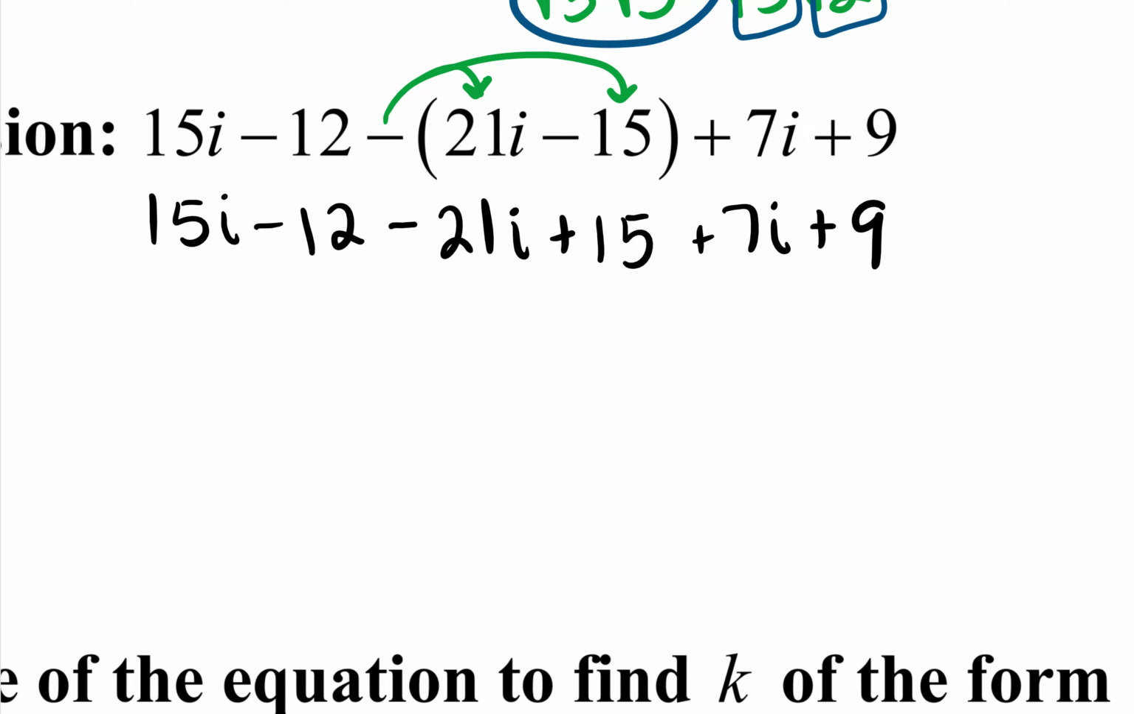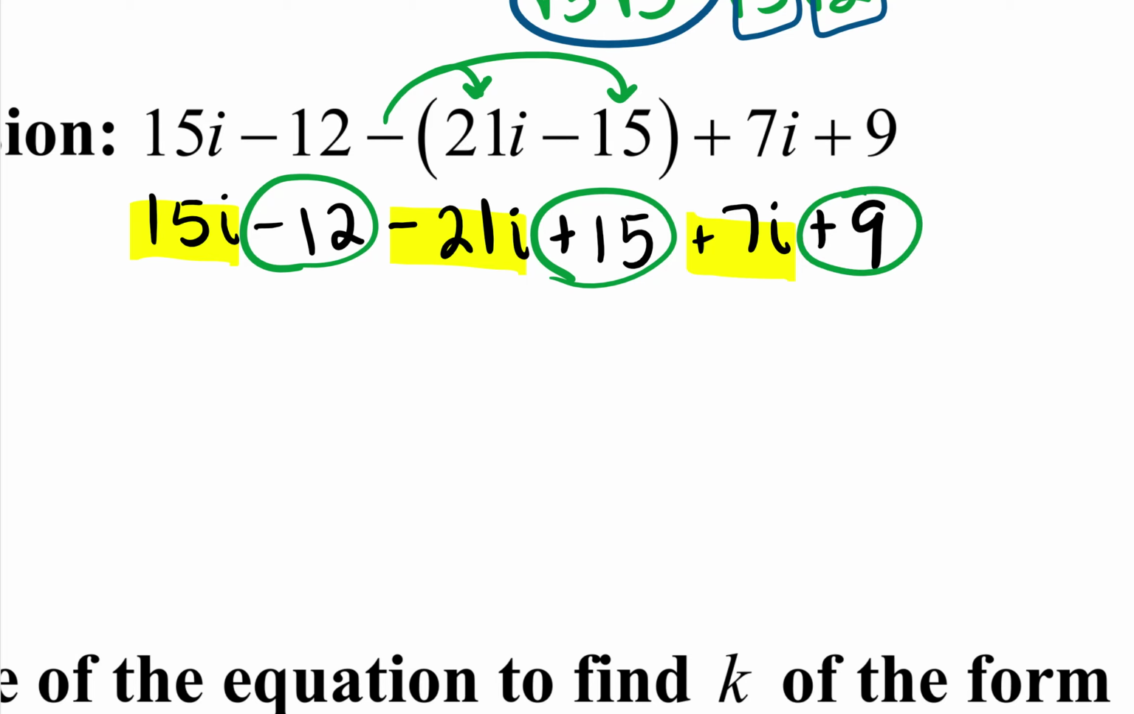Now remember, like terms are all the i's, and then the other like terms would be all of the numbers. Some of y'all are still trying to put all of them together. You cannot do that. So if I add all the i's, I have 15 minus 21, that would be negative 6i plus 7i, which is 1i, right? I hope. And then I add all the numbers.